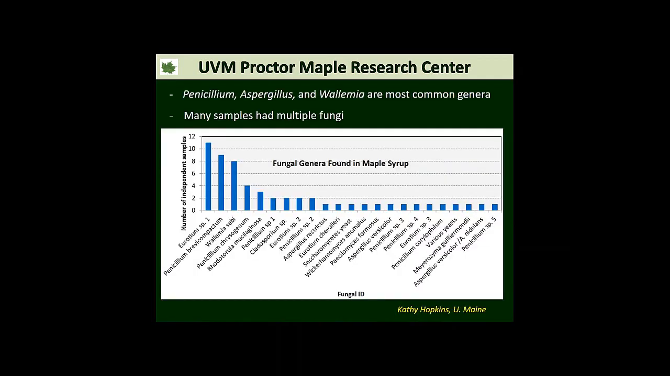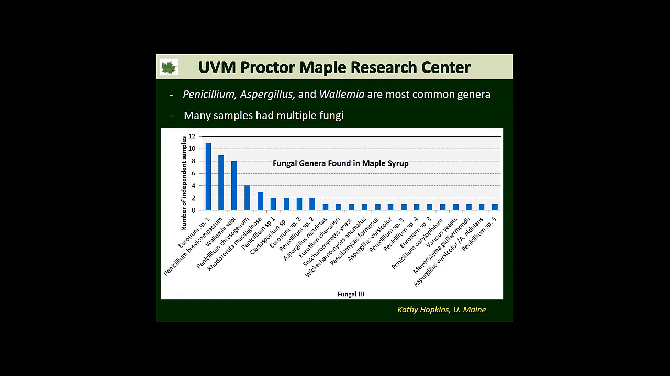The things that she did find tend to be Penicillium, Aspergillus, and Wallemia. Some samples had more than one type of thing. So this is a number of genera or types of fungus that are found in maple syrup. Why is this really that important? Well, everybody knows what Penicillium is, right?